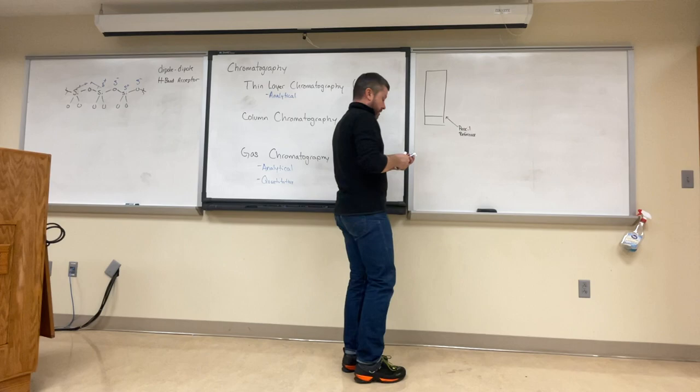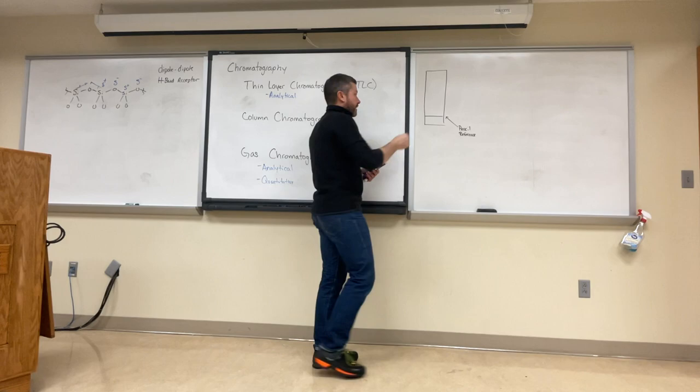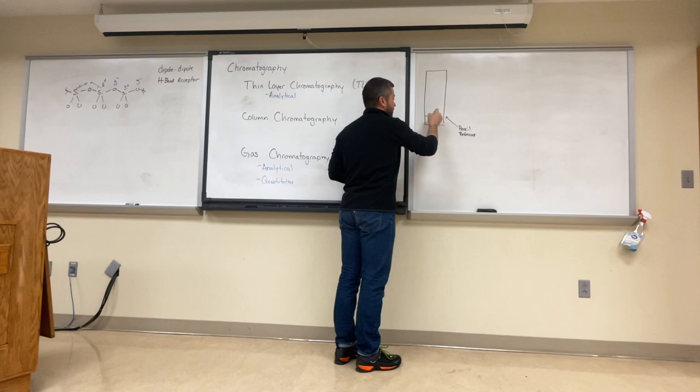On this pencil line, you're going to take a little capillary tube and put a little bit of your sample in that capillary tube. Then you're going to press that capillary tube to the line, and that's going to deposit some of that material onto the line, just a little spot.